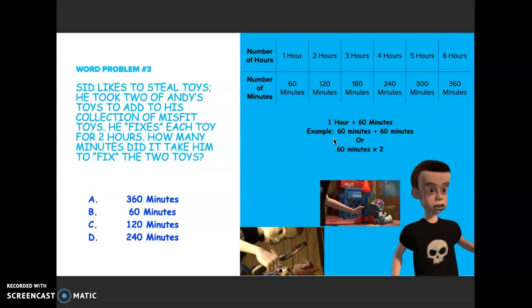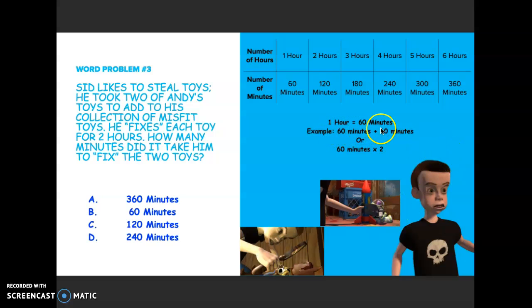My next problem is Sid likes to steal toys. He took 2 of Andy's toys to add them to his collection of misfit toys. He fixes each toy for 2 hours. How many minutes did it take him to fix the 2 toys? So this is Sid, and these are the toys that he stole from Andy. So you can do this problem multiple ways.